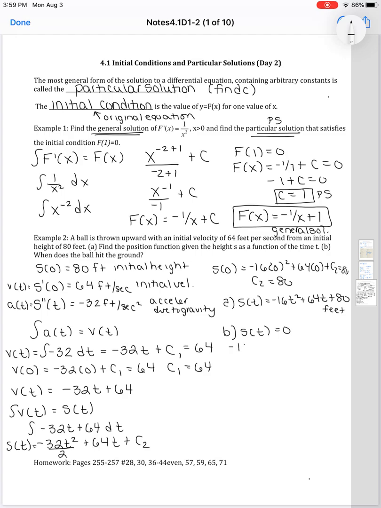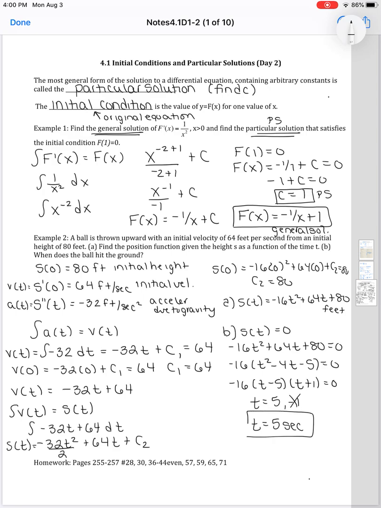So that's my A. For B, when does the ball hit the ground? Well, the ball hits the ground when the position is equal to 0, not when t is equal to 0. So I'm going to take the function that we just had, set that equal to 0. I get lucky because they're all divisible by negative 16. And I get t minus 5, t plus 1. So I get 5 and negative 1, but I can't have a negative time. So it's going to take 5 seconds for this ball to hit the ground.